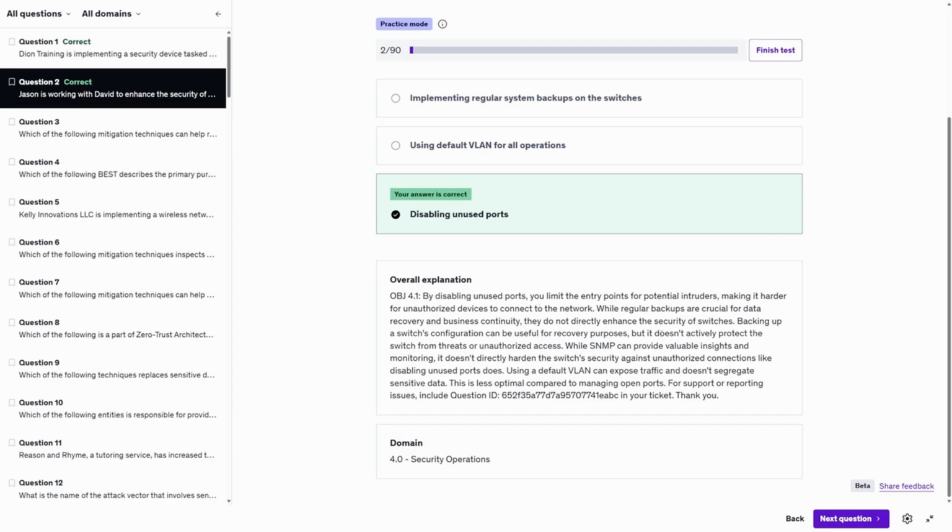While SNMP can provide valuable insights and monitoring, it doesn't directly harden the switch's security against unauthorized connections like disabling unused ports does. And lastly, using a default VLAN can expose traffic and doesn't segregate sensitive data. This is less optimal compared to managing open ports. All right, let's move on to question 3.